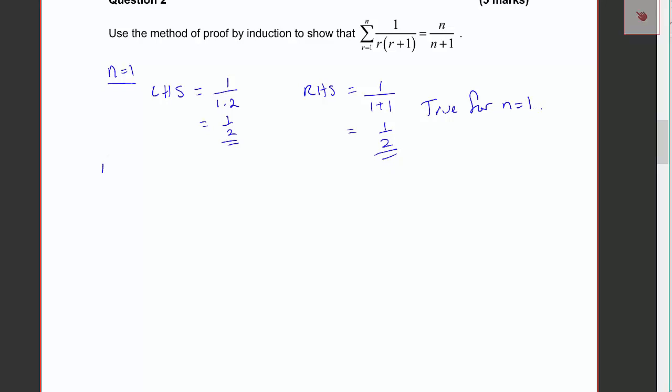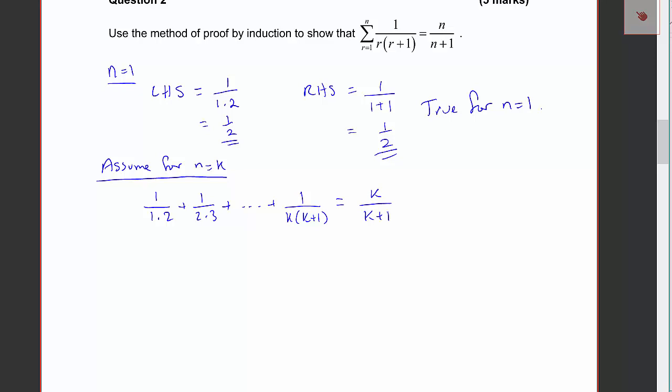Then the next thing is always assume for n equals k. So what we're saying is that 1 over 1 times 2 plus 1 over 2 times 3 and so on up to 1 over k times (k plus 1) is equal to k over k plus 1.